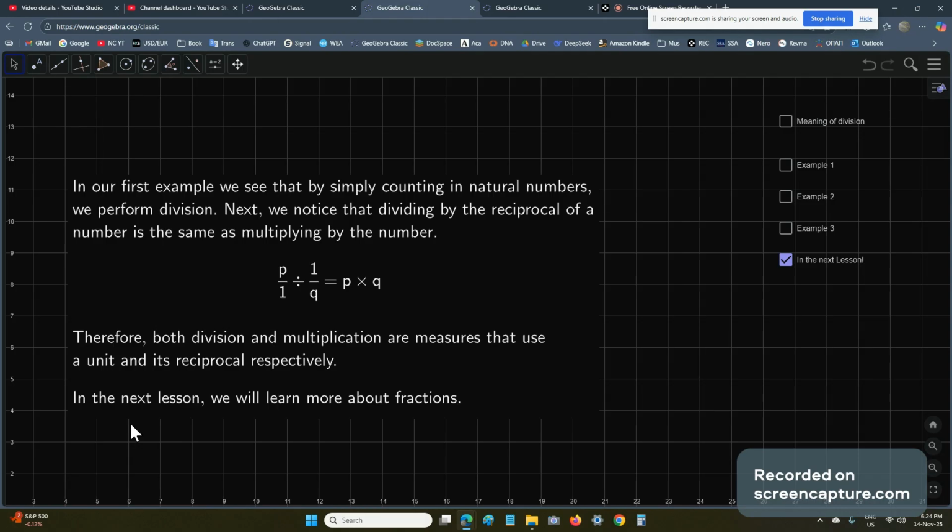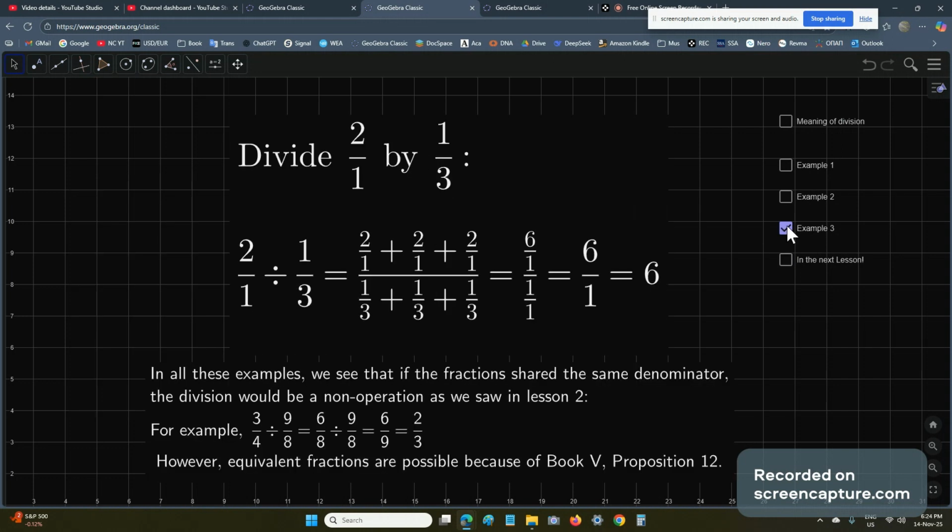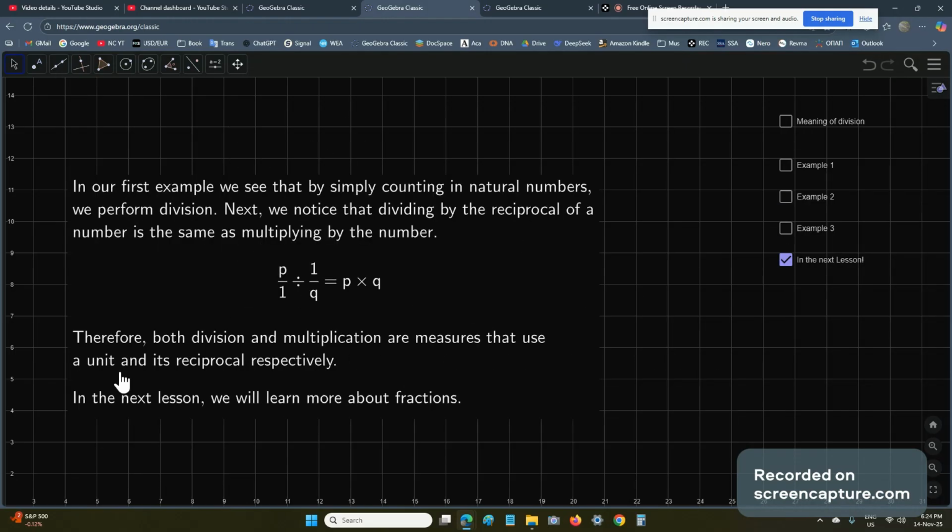I just want to recap here because in our first example, we see that by simply counting in natural numbers, we perform division. How do we perform division when we count in natural numbers? We are measuring using the abstract unit. And then we notice that dividing by the reciprocal of a number is the same as multiplying by the number. That means P over 1 divided by 1 over Q is the same as P times Q. This was for example 2 and 3, where both answers are the same. That's multiplication. And so both division and multiplication are measures that use a unit and its reciprocal respectively. In the next lesson, we'll learn more about fractions.